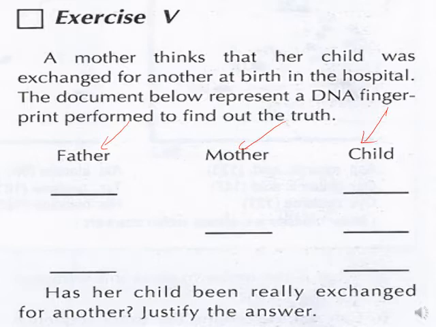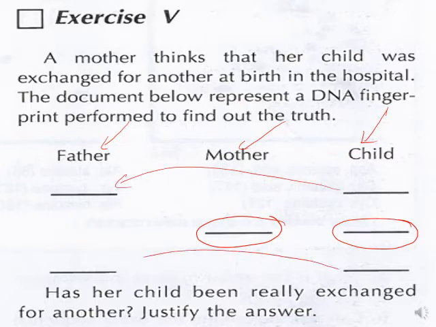Justify your answer. This is called the restriction map. This is the restriction map of the father, the child and the mother. Between the mother and the child, we have a common band. So the DNA of the child matches the DNA of the mother, who should be the biological mother. So the child wasn't exchanged. It also shows common bands with the father. So the mother shares a common band with them, so she is the biological mother.